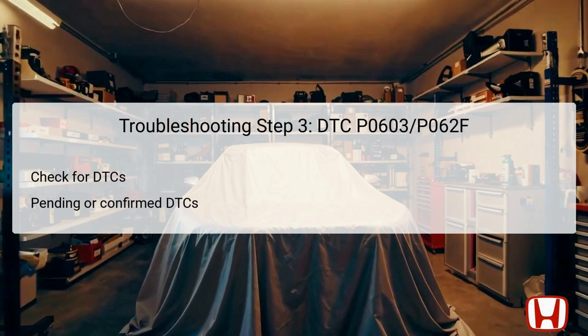This step is essential. If the DTC P0603 or P062F reappears, it confirms that there is indeed an ongoing issue with the KAM. If either DTC is indicated, you will need to proceed to the next step in the troubleshooting process.